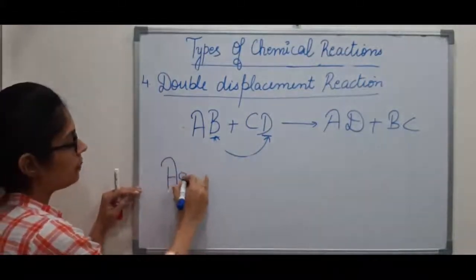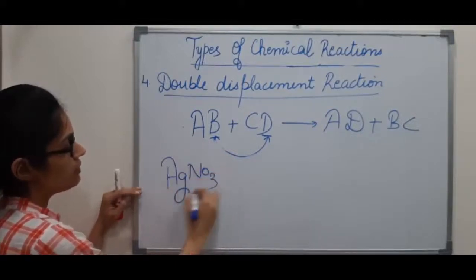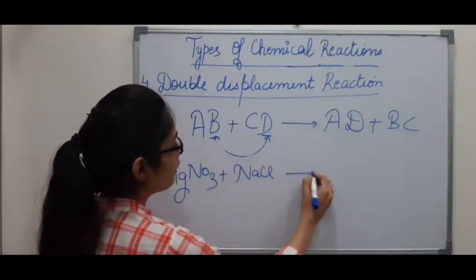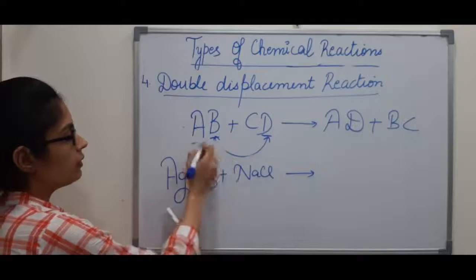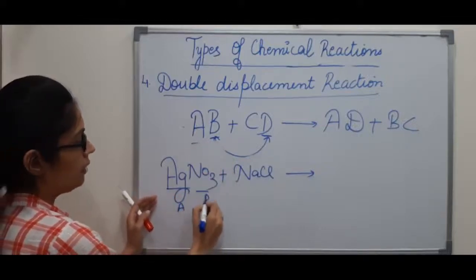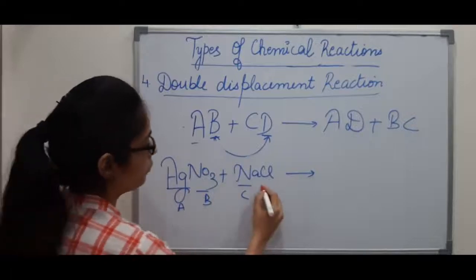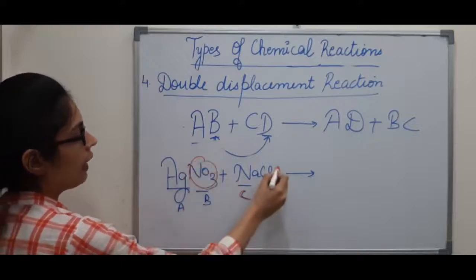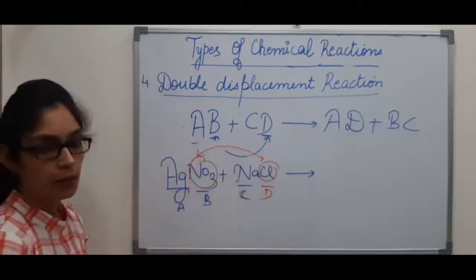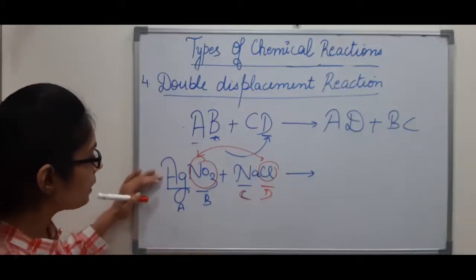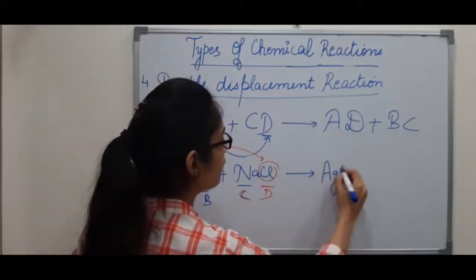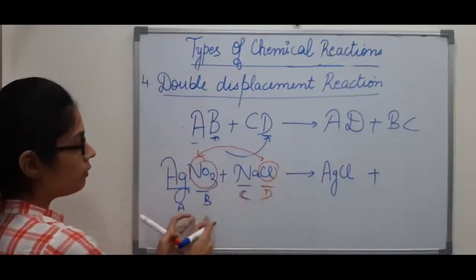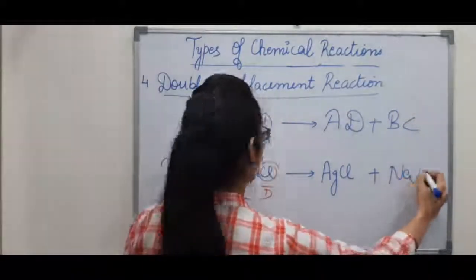Now I will take another example, silver nitrate AgNO3 plus sodium chloride. Again, see, my reactants are in this form, A, B, C, I will write it D. Now this and this, they both will interchange their position. So in my products I will get silver chloride plus, with silver chloride will come, and with sodium nitrate will come.